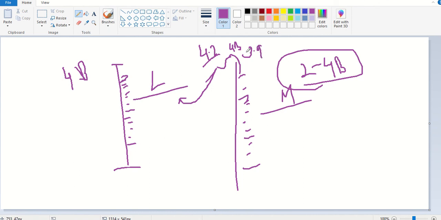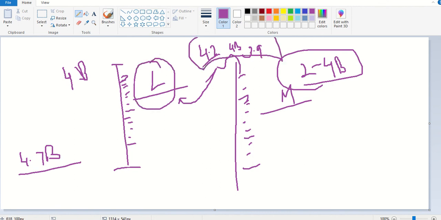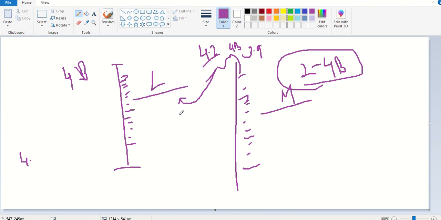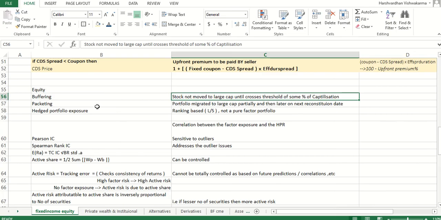So to avoid this confusion, they say, okay, we understand that you are above 4 billion, but let's say you cross 4.7 billion, and then we will include you in this index. In that way, they are reducing the volatility of the index itself. Otherwise, if it comes over here at 4.2 and goes back to 3.9, you cannot keep on reconstituting the index like this. So they say, you come at 4.7 billion, stay there for 1 month, then we'll understand that your company is truly a large cap, and include you in the large cap. So this could be one of the scenarios. We'll take another scenario, packaging.